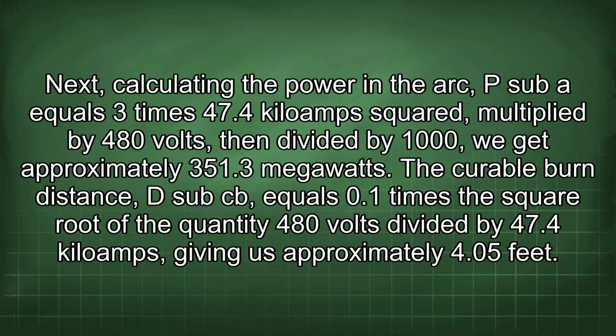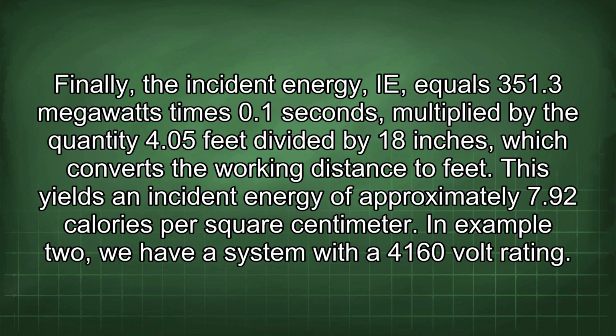The curable burn distance, D sub Cb, equals 0.1 times the square root of the quantity 480 volts divided by 47.4 kA, giving us approximately 4.5 feet. Finally, the incident energy, I, equals 351.3 megawatts times 0.1 seconds, multiplied by the quantity 4.5 feet divided by 18 inches, which converts the working distance to feet. This yields an incident energy of approximately 7.92 calories per square centimeter.